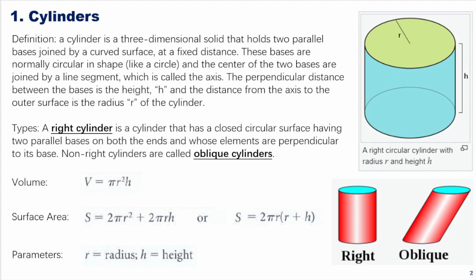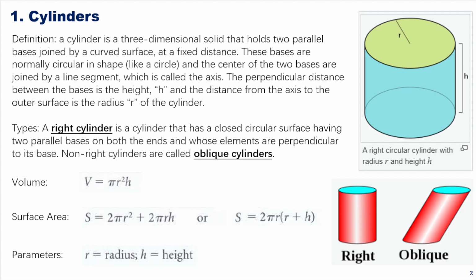Of course, we have different types of cylinders. For example, a right cylinder is a cylinder that has a closed circular surface having two parallel bases on both the ends and whose elements are perpendicular to its base. Non-right cylinders are called oblique cylinders.